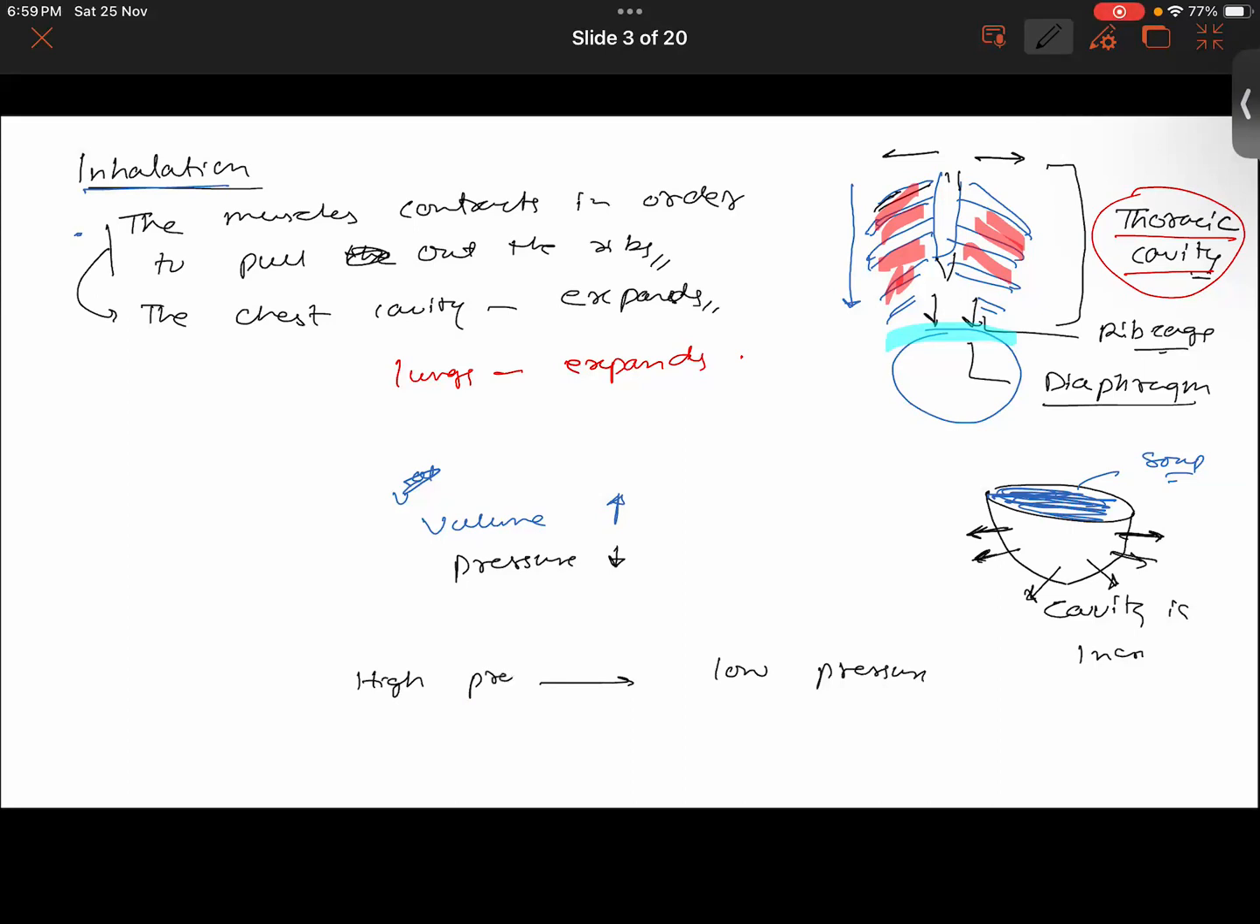Getting it now? So volume is increasing, thereby pressure is decreasing, because both are inversely proportional. If one increases, another decreases. Always remember this thing.